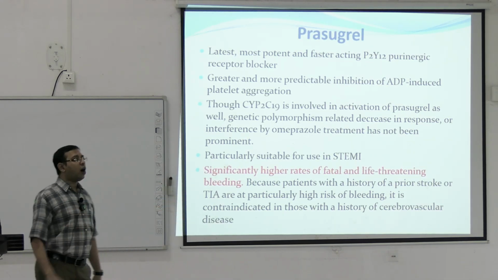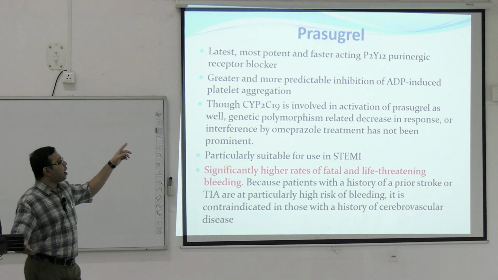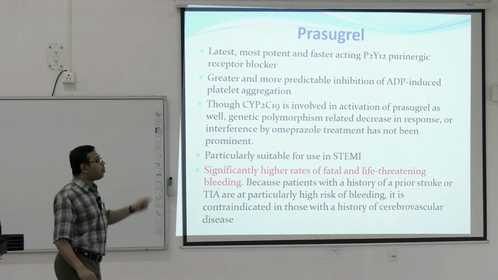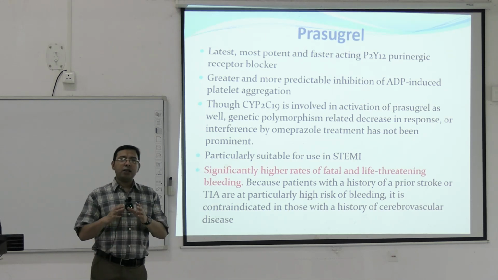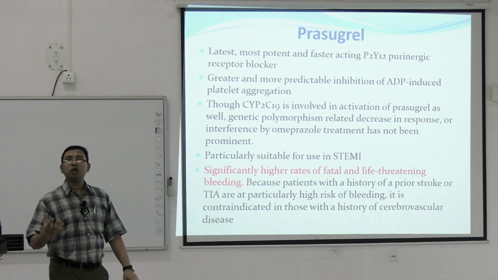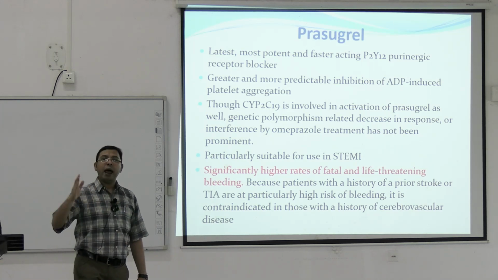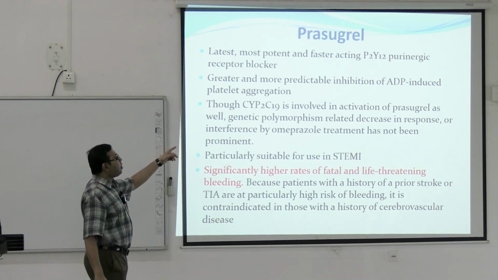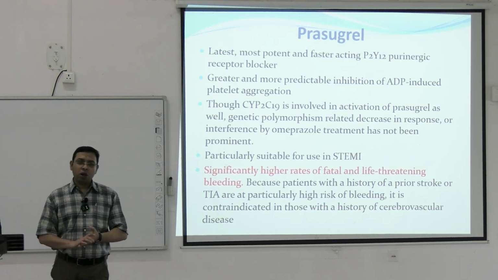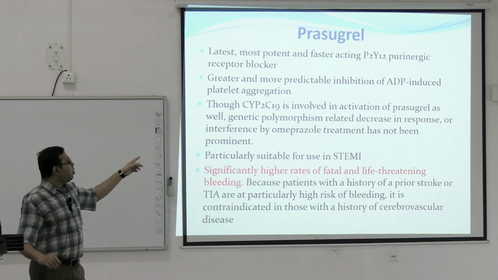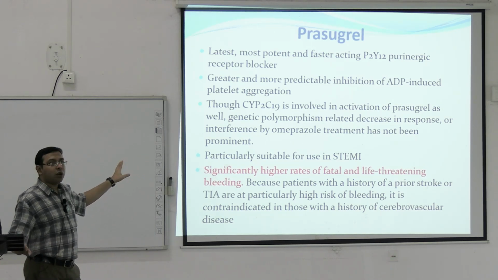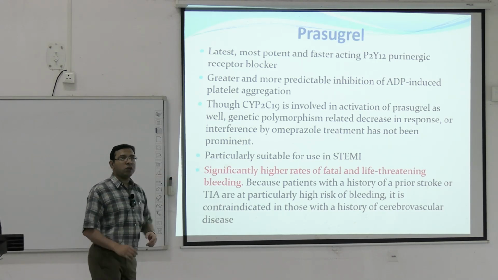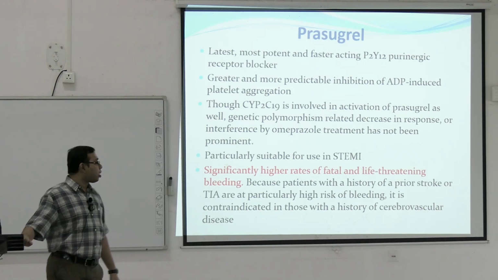Prasugrel is the newest, latest, most potent and faster acting P2Y12 purinergic receptor blocker, with greater and more predictable inhibition of ADP induced platelet aggregation. That is, the potency is more. The mechanism of action of ticlopidine, clopidogrel and prasugrel, these three, is similar. Cytochrome 2C19 is involved in activation of prasugrel. Also, genetic polymorphism related decrease in response has not been prominent. That is, the genetic polymorphism is less with prasugrel, and it is particularly suitable for use in ST segment elevation myocardial infarction.